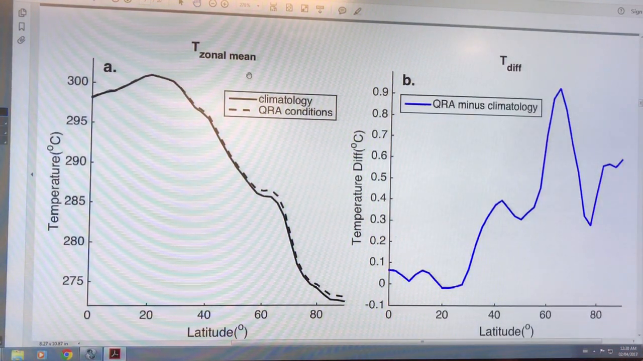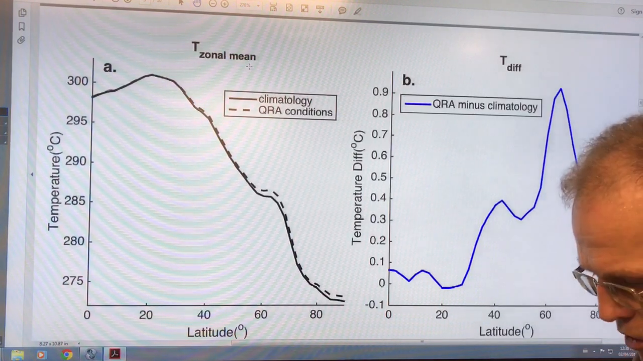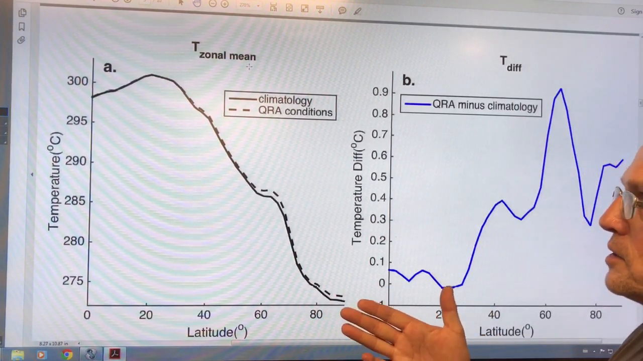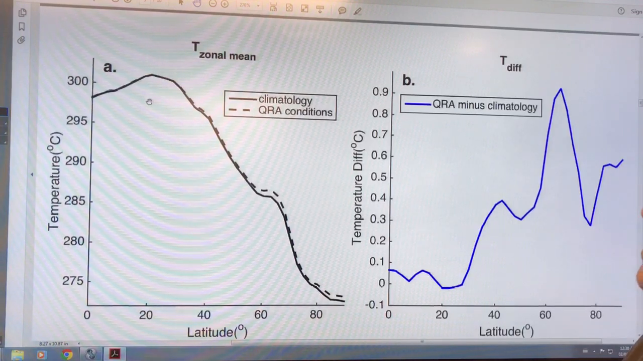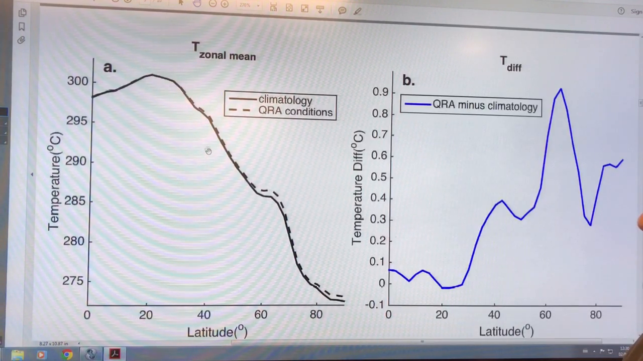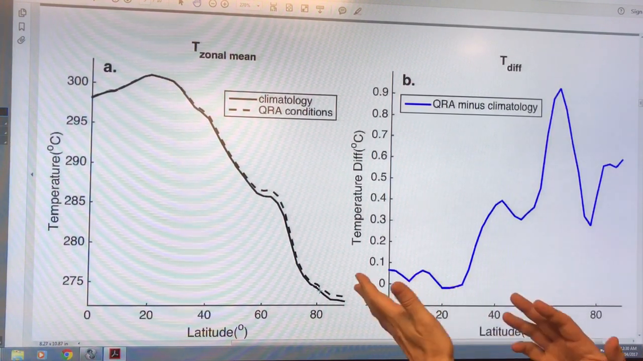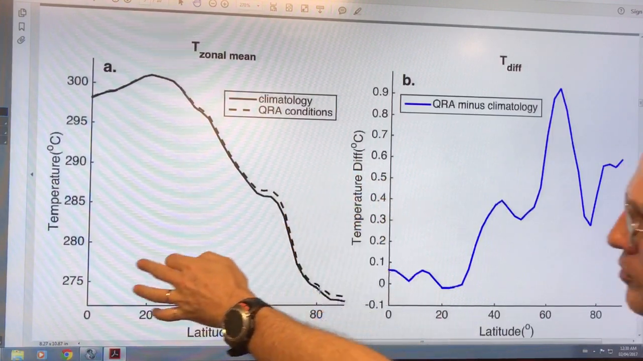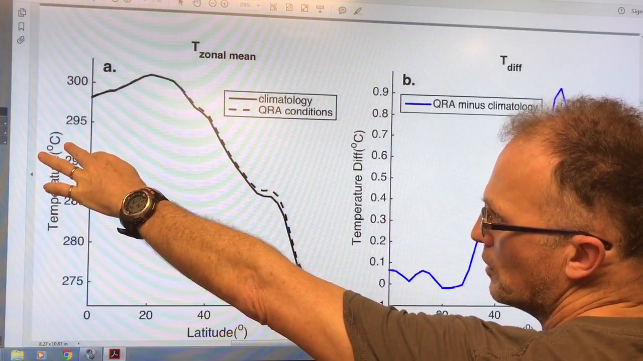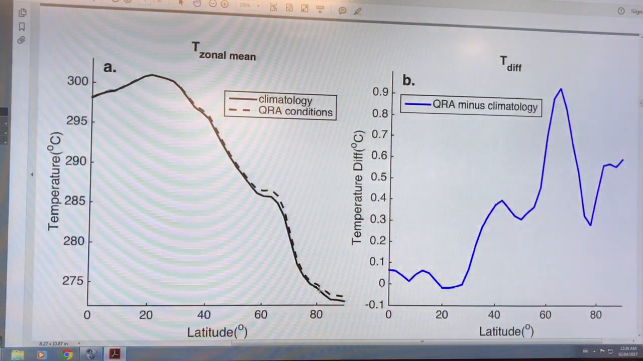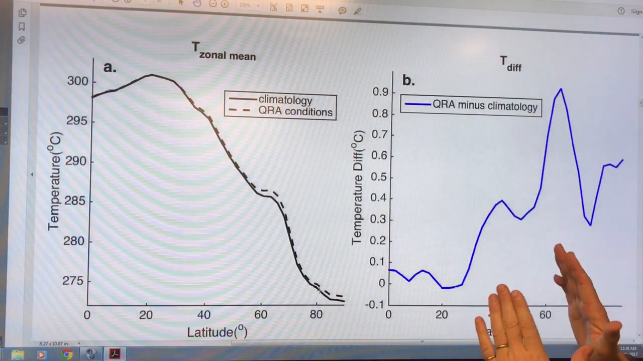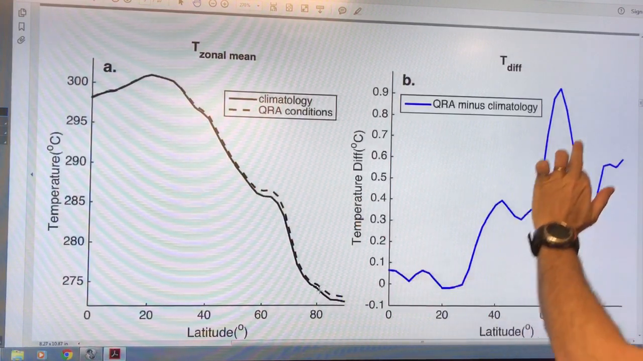So this is the zonal temperature mean. If you go around the whole planet at a given latitude and take the temperature, then the average, the climatology, the long-term average, is the black line, and the quasi-resonant amplification conditions are the dashed line. Now if you take the difference between these two, okay, this is a typo. This should be in Kelvin, not degrees Celsius. Michael Mann can correct that. If you take the difference between these two curves, then you get this sort of thing.